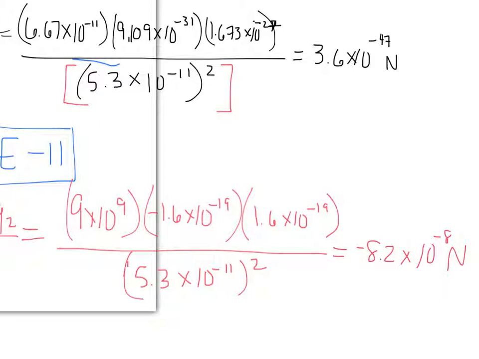Extremely small. But relative to the gravitational force, this is 10 to the 39 times bigger. Think about it. 8 and 47, right? They differ by 39. So this is 10 to the 39, a huge amount, times bigger than the gravitational force. So as a result, we consider the gravitational force at the molecular level insignificant or negligible.